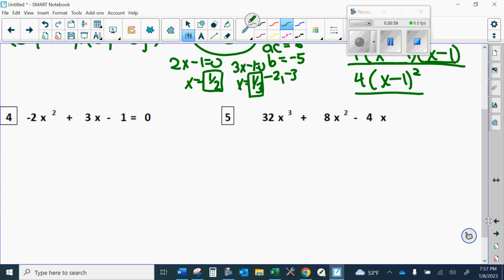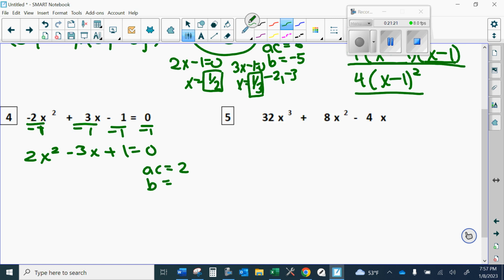Okay, number 4. I want my leading coefficient to be positive. There is no GCF, so I'm going to divide each one by -1 to change it, so my leading coefficient is positive. So 2x squared minus 3x plus 1 equals 0. No GCF to take out, so I just go right to a times c, which is 2, and adds to b, which is -3. So that's -2 and -1, right? Multiplies to +2 and adds to -3.